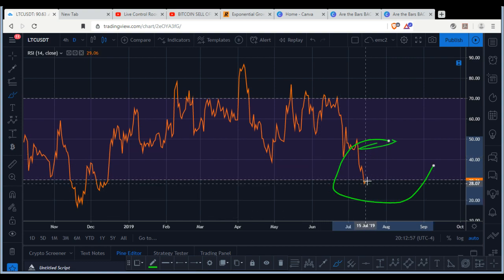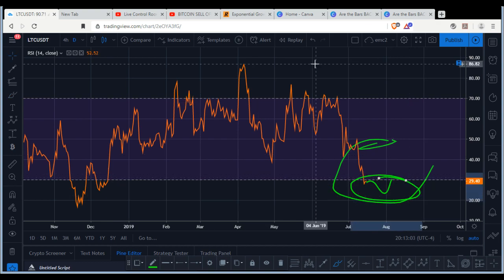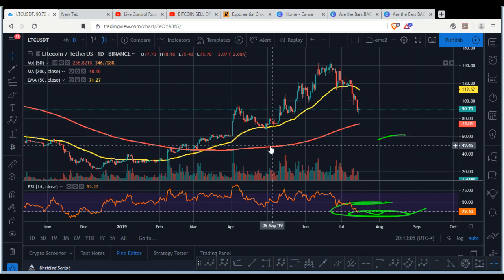So there is not any sign of reversal at all. The only thing you can do right now is accumulate. If you think it's cheap enough, it is a good time to be accumulating. But we could come back down to this area of 70 to 65, and then get this move.